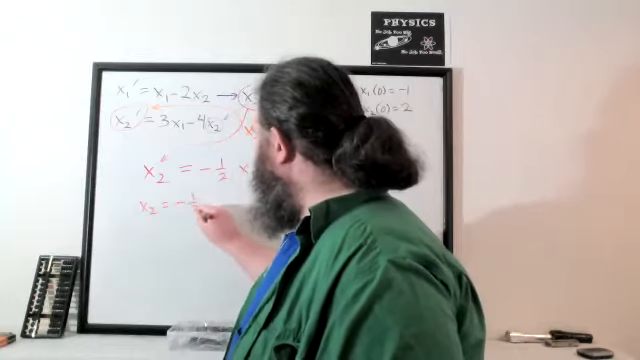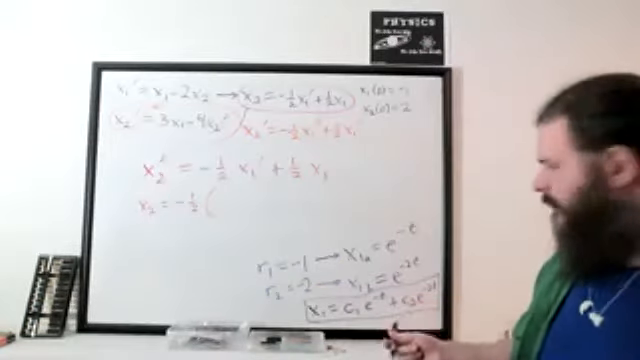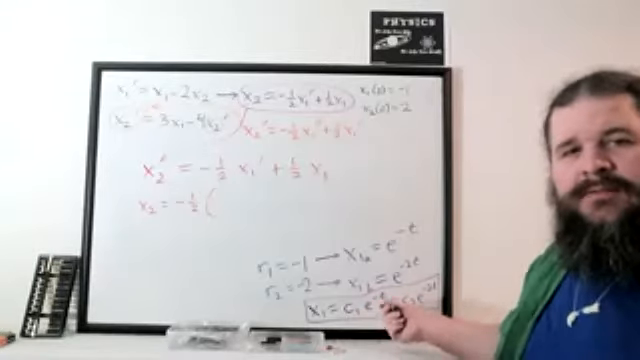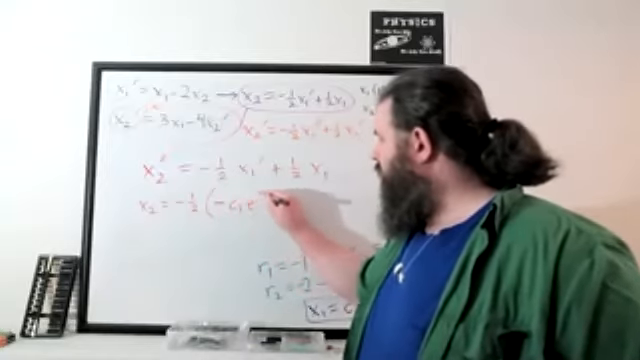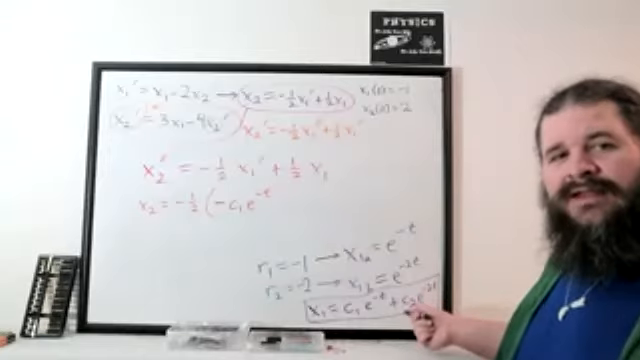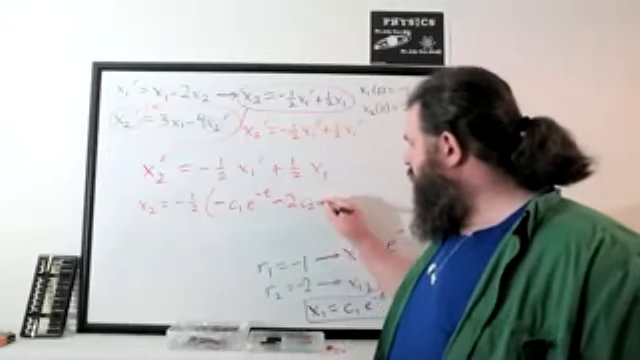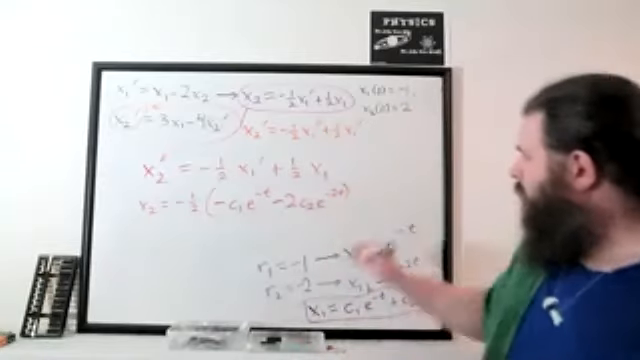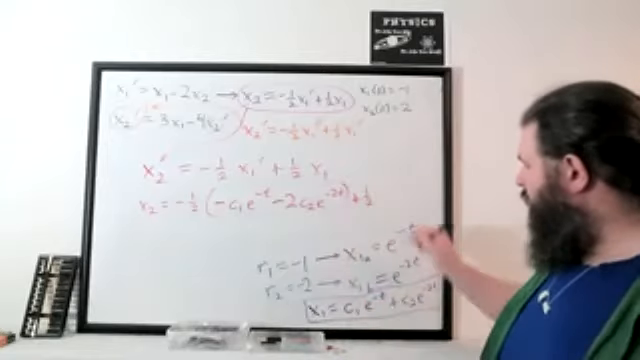So it's -1/2 times, so let's take the derivative of this. We'll keep the c1 and c2 coefficients, but e to the -t becomes negative e to the -t, still with the coefficient. And then e to the -2t becomes -2 e to the -2t, again, still with the coefficient. So there's the derivative of x1, and then we'll also need 1/2 times x1 itself, exactly as is.